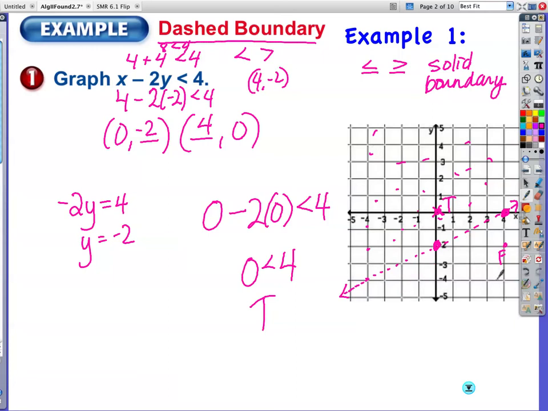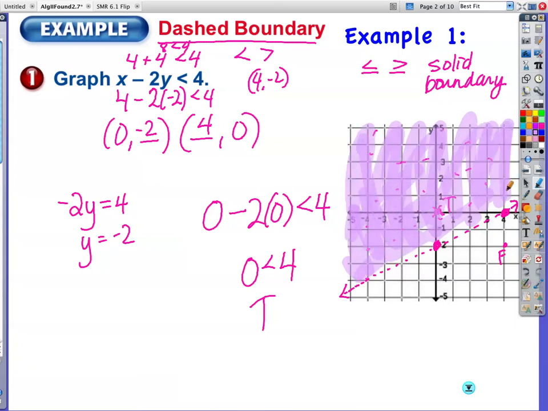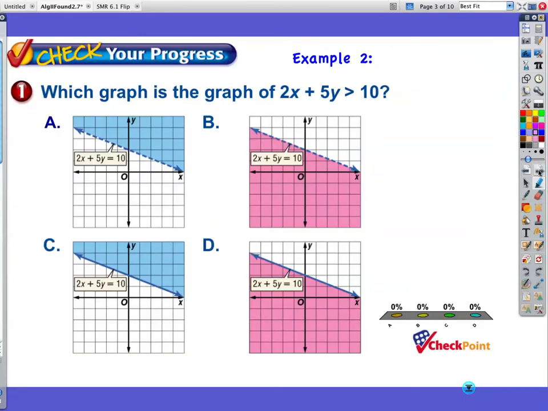So what do I do? I shade the true side, because I'm saying, hey, all of these things are answers. I don't stop at the x-axis or the y-axis. And technically it goes beyond the graph paper, but we've got to stop somewhere. And that's your answer. That's a visual answer of what you've got to have.